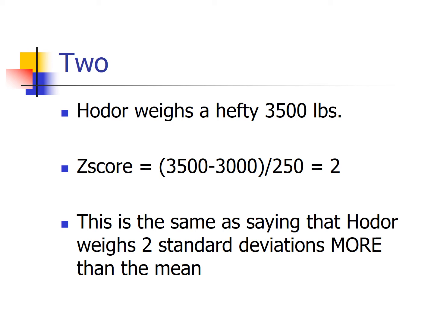It's a positive 2, which means that Hodar's weight is more than the mean, or more than average. In fact, it's 2 standard deviations more than average. Is that a lot? Yeah, it is quite a bit. Remember, the empirical rule says that 95% of all walruses have weights within 2 standard deviations of the mean. So this is analogous to student A. What it's actually saying is that only 2.5% of all walruses weigh more than Hodar, if we're willing to assume that walrus weight follows that nice bell-shaped distribution.